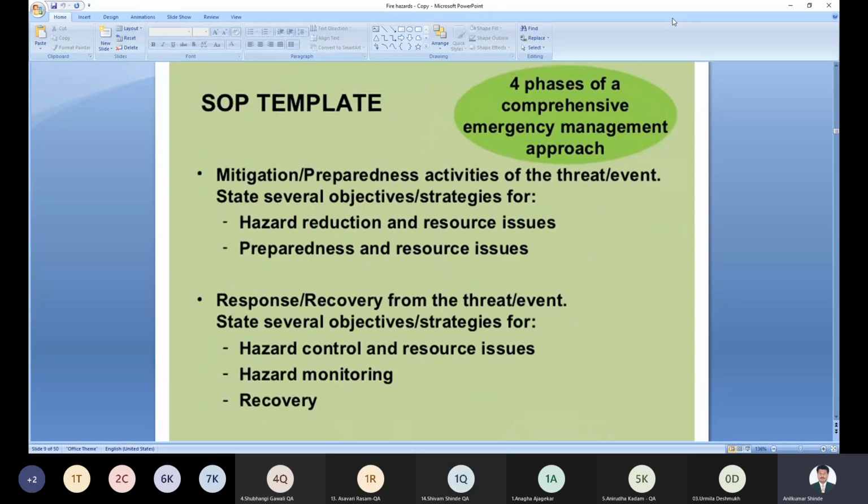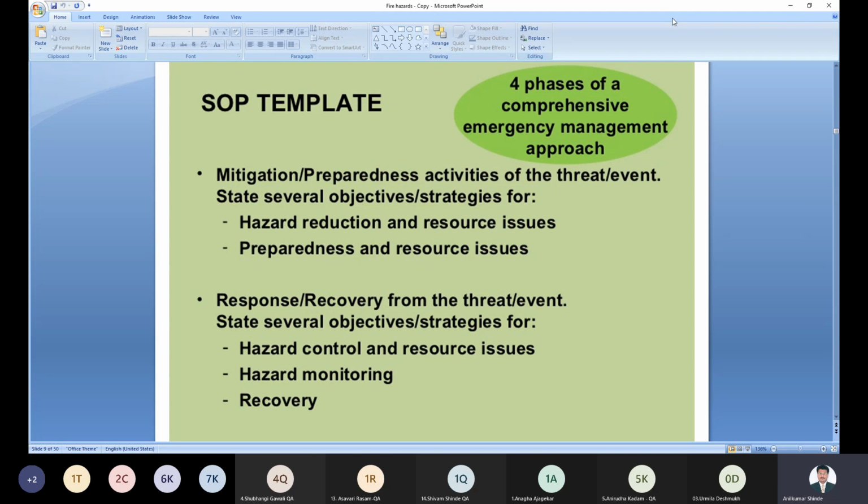Then we have to prepare different types of SOP templates. Right, SOP template, the standard operating procedure template for every activity. That is a mitigation and preparedness activity, right? It states the several objectives or strategies for hazard reduction and resource issues. So how do you reduce the hazards, how do you reduce the fire hazards? You prepare different standard operating procedures for every activity to avoid the fire.